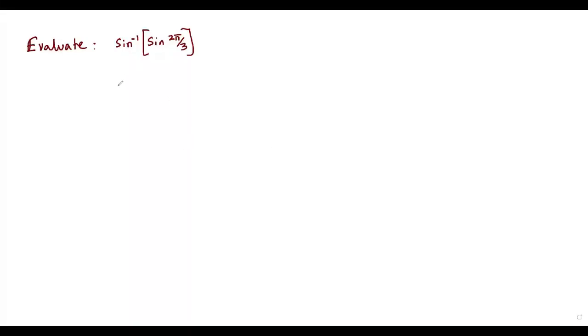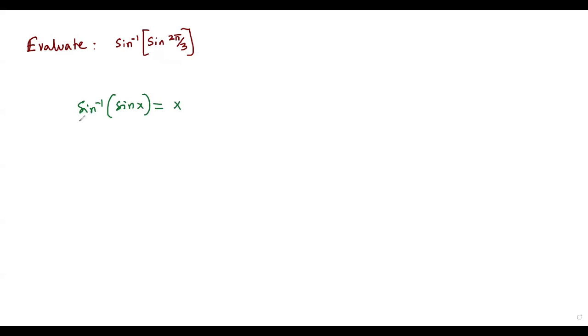Here we have a problem in trigonometry, that is, we have to evaluate the expression sine inverse of sine of 2 pi over 3. To solve this problem, let me consider an important property of the inverse sine function, that is, sine inverse of sine x equals just x. So here I write an expression, sine inverse sine of x.